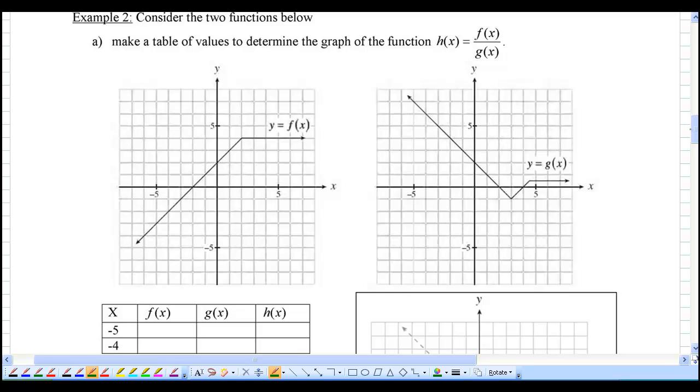So consider the same two functions. I'm going to ask you to make a table of values and then find the graph of h of x, which is equal to f of x divided by g of x. Now, just a quick note, okay?